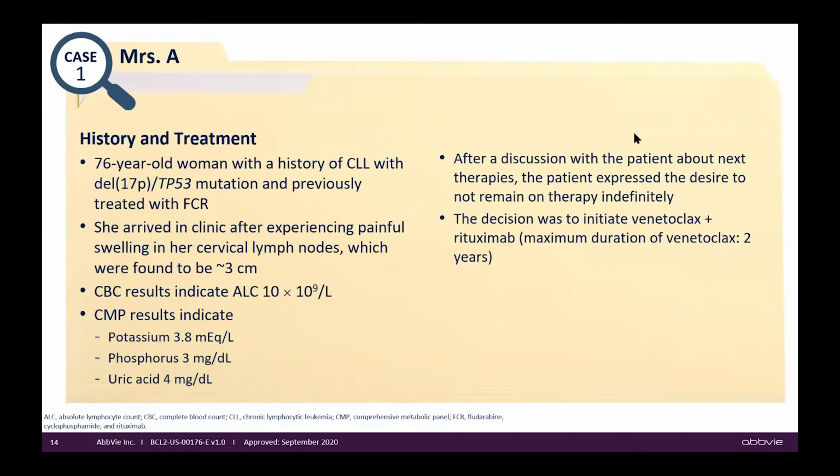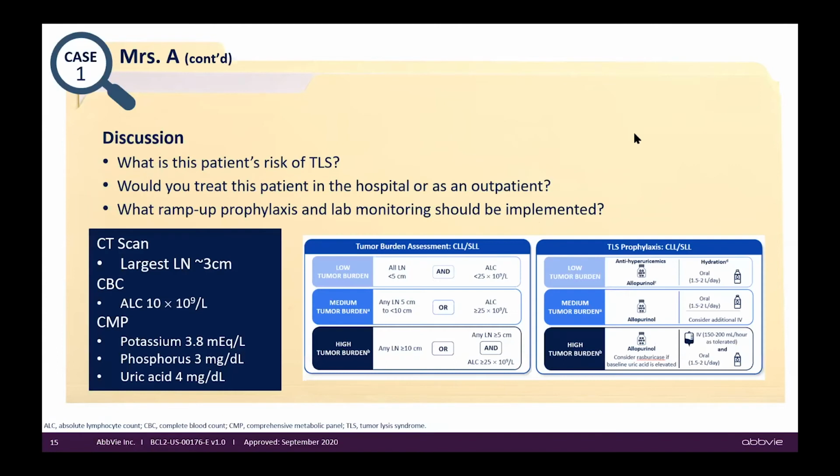And then after discussion with the medical team, and of course, with the patient who expressed her desires to not remain on therapy indefinitely, AKA time-limited therapy, the team decided to initiate treatment with venetoclax rituximab. So the 3 questions we have is, what is this patient's risk of TLS? And of course, from the CT, we see that the largest lymph node diameter is 3 centimeters, which is less than 5. Her ALC is 10, which is less than 25, and her CMP being in the black.